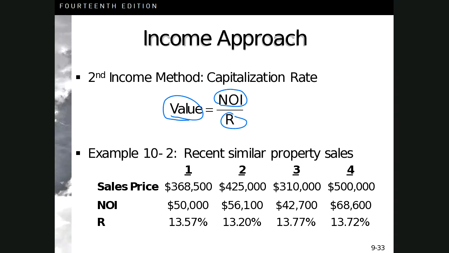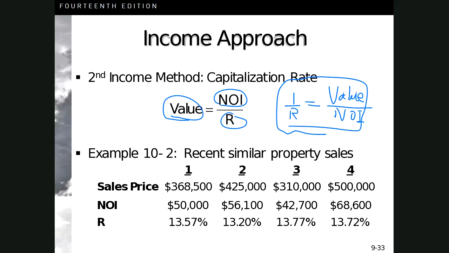right? So if we look at this whole rate as a whole, and just do a simple mathematical manipulation, isn't that 1 divided by R is equal to the value divided by the net operating income, right? Can everybody see that? Right, so in this case, instead of a gross income, we are looking at net operating income, NOI. Instead of the sales price, we're looking at the value, right?